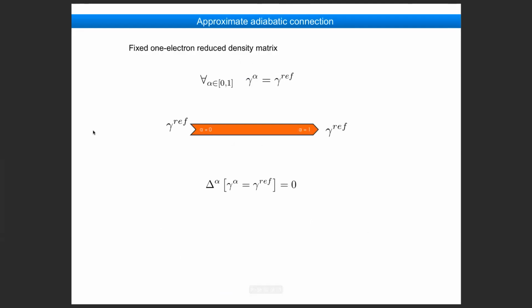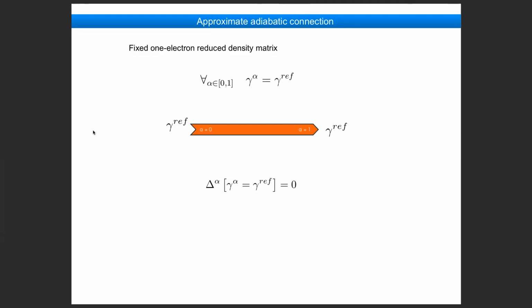So a natural assumption, which is a reasonable thing, is to assume that when you change alpha, so you go from a weakly correlated or uncorrelated system to a fully correlated system, your one-electron density matrix changes very little. Actually, we assume it doesn't change at all. So we fix the one-electron density matrix along this adiabatic connection path. And of course, this is a stupid assumption if, for example, you start with a single determinant and you have a strongly correlated system. Because then, if you go with alpha from 0 to 1, your density matrix changes dramatically. So it would be crazy to assume it's fixed.